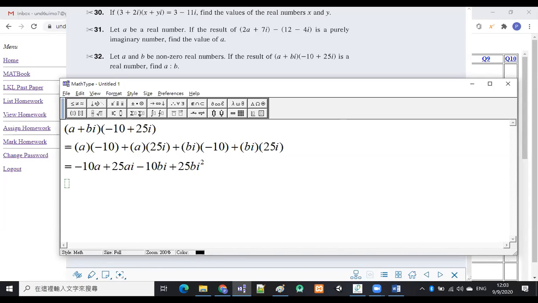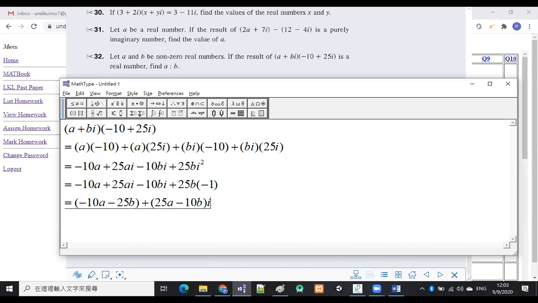Okay, and then we see that there is an i square term. Okay, so we will change the i square into -1. Okay, so it's -10a plus 25ai minus 10bi plus 25b times -1. That is minus 25b. And then we will group the real parts together. The real part, that is the no-i part, is -10a minus 25b. And then we will group the imaginary parts together. It should be (25a minus 10b) times i.